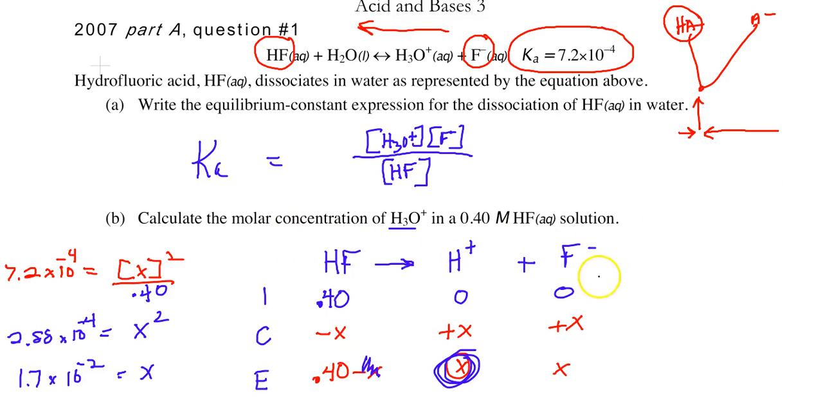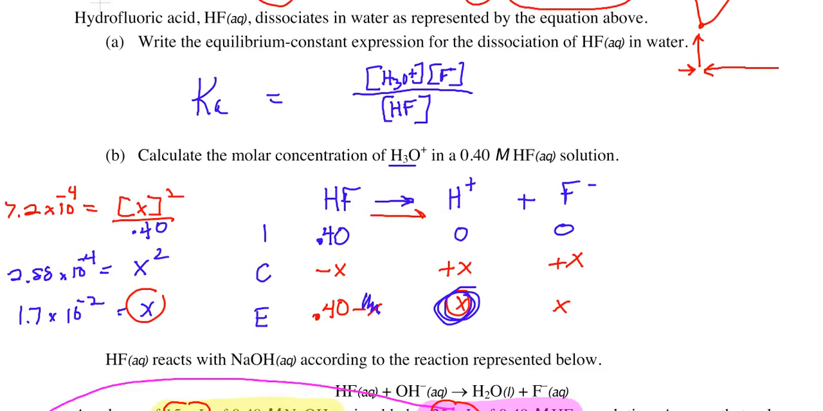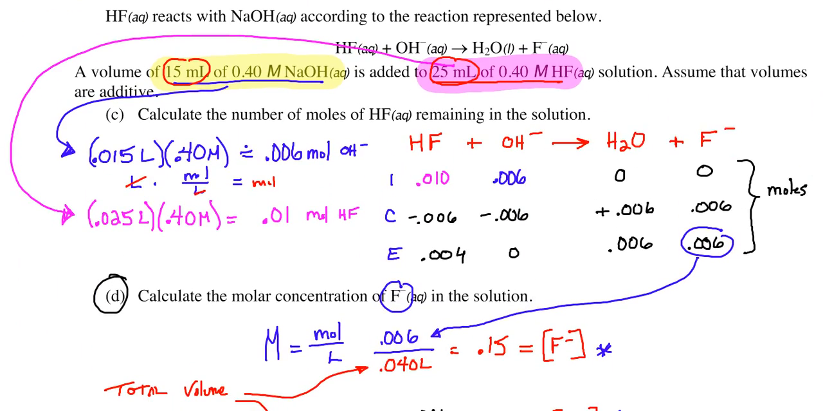And that's the equilibrium. We want to know what the value of X was. How much did this dissociate? And that's what we did here. The second problem here was that we did something called a titration.